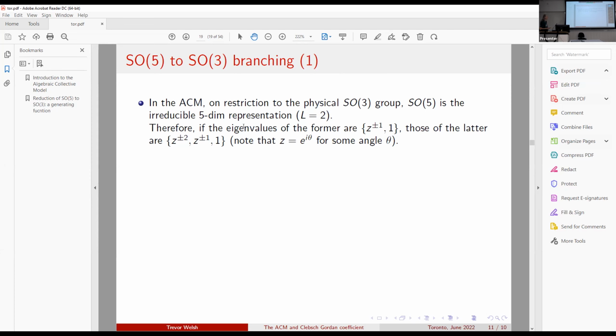On this restriction, if the eigenvalues of SO3 are Z, Z inverse and 1 (all SO3 elements do have their eigenvalues in that form, where Z is e to the i theta, and theta is the angular rotation), then those of SO5 in the 5-dimensional representation are Z squared, Z squared inverse, Z, Z inverse and 1.